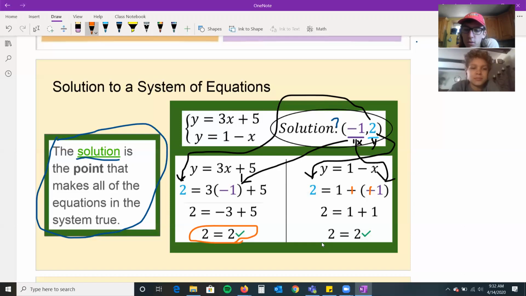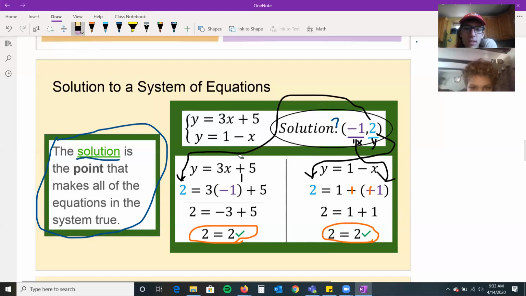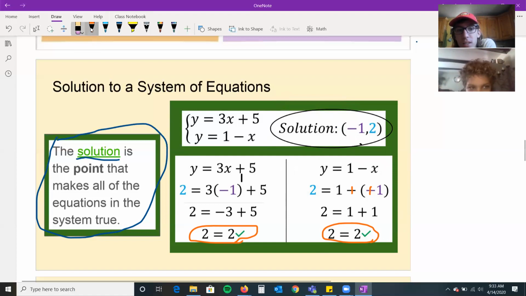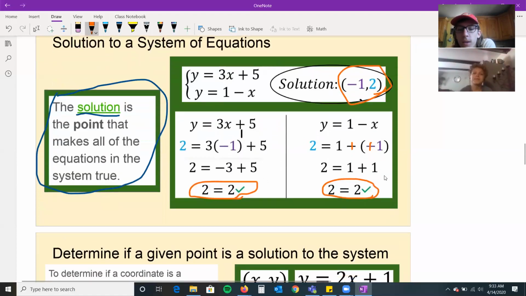And this was 2. So is 2 equal to 2? Yeah, we already said that. Ding, we got it. Champions. So this means that we've got a solution, okay? So if we said, what is the solution to this system of equations? Basically, what coordinate pair works for both of these equations? Well, it's going to be -1, 2, okay?